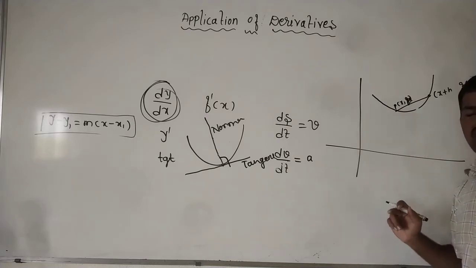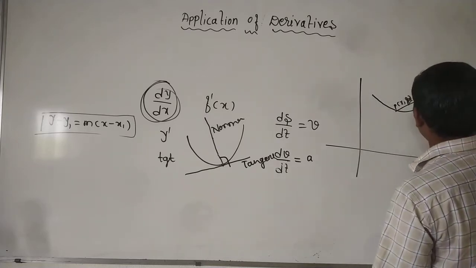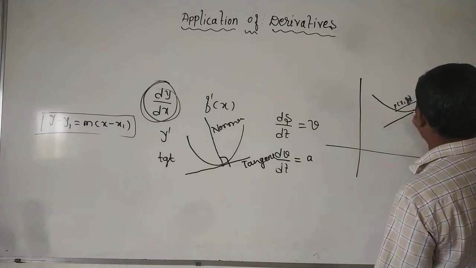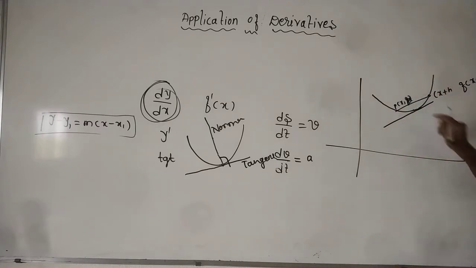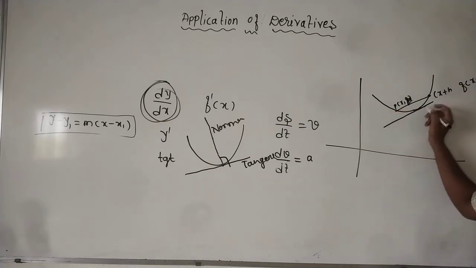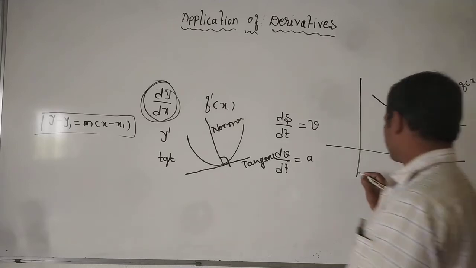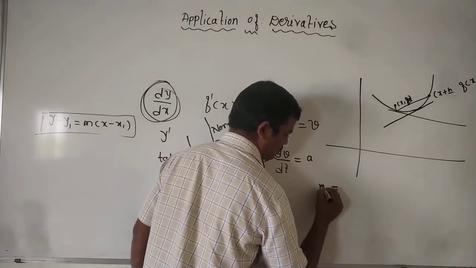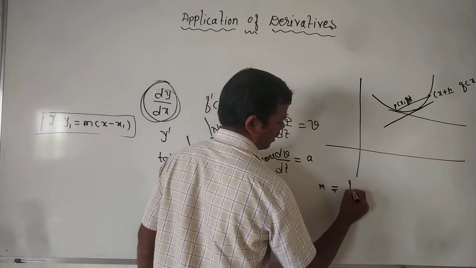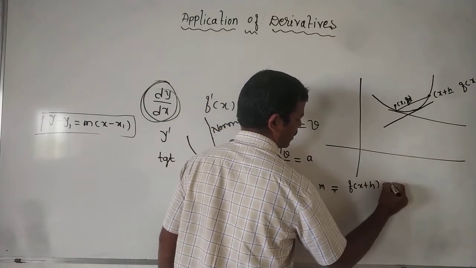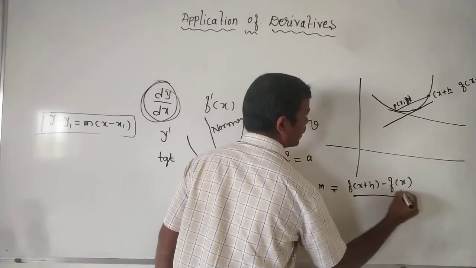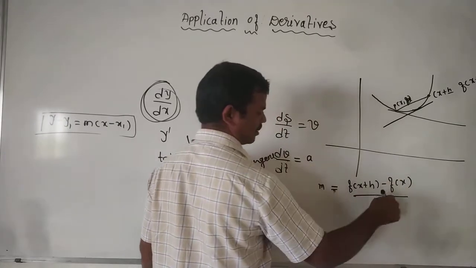We already know how to find the slope through two points. Actually, we need the slope of this tangent. When does this chord become the tangent? When it approaches this point and stays there, we get the tangent like this. So as h approaches 0, the slope m is equal to f of x plus h minus f of x, divided by x plus h minus x, that is h.